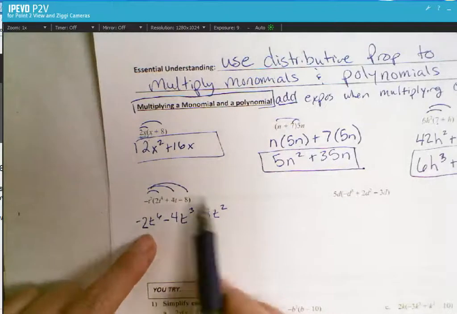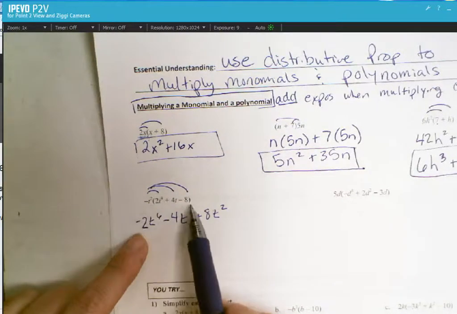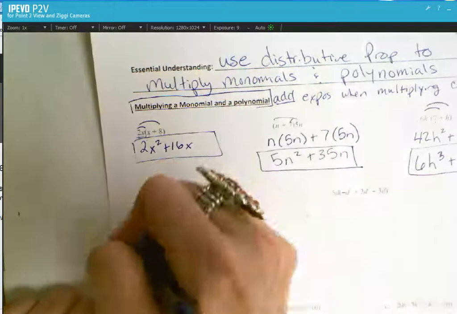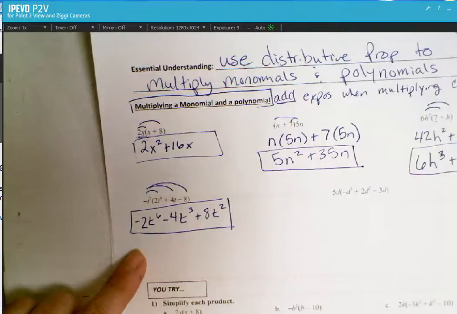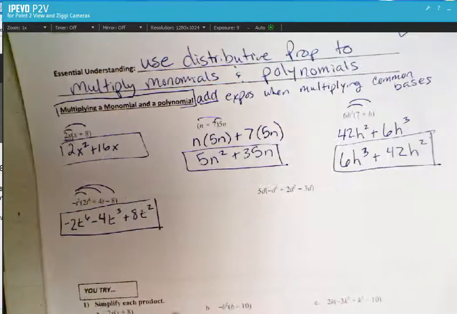Don't forget to bring along your variable when you multiply your final constant term. And we're in descending order, so we are in standard form. So we're good there. All right, last one.